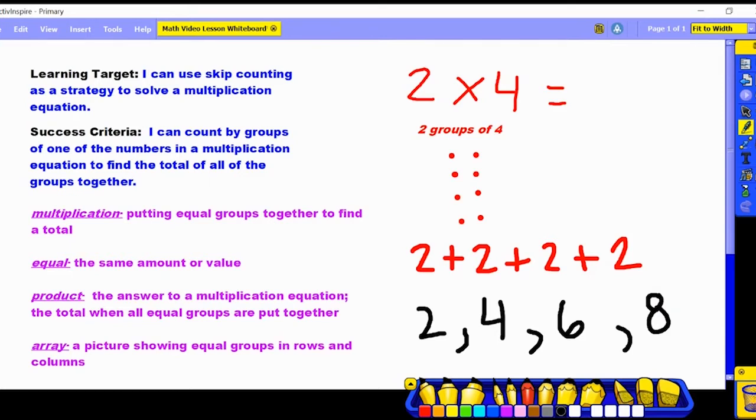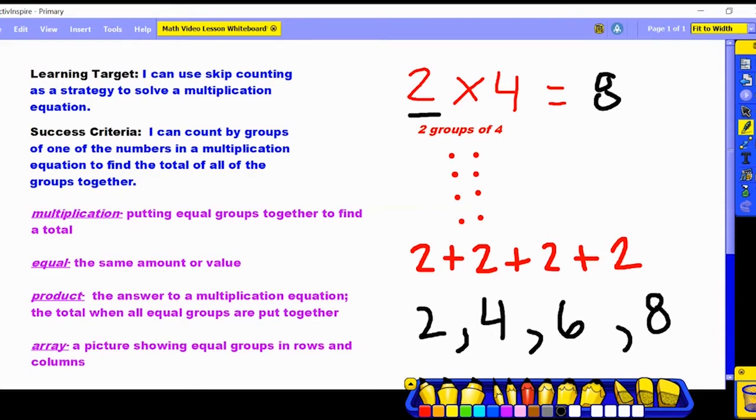So this is one example of how I could count by 2s to solve 2 times 4. I use 2 times 4 because we've already solved this equation, so we know the answer. And I just want to show and connect this new strategy to how we can use it to find our answer. So again, I decided to count by 2s to solve this one. I'm hoping most of us know how to count by 2s and we have practice with it. But if you don't, it's a great thing to practice anytime you can at home, counting by 2s.